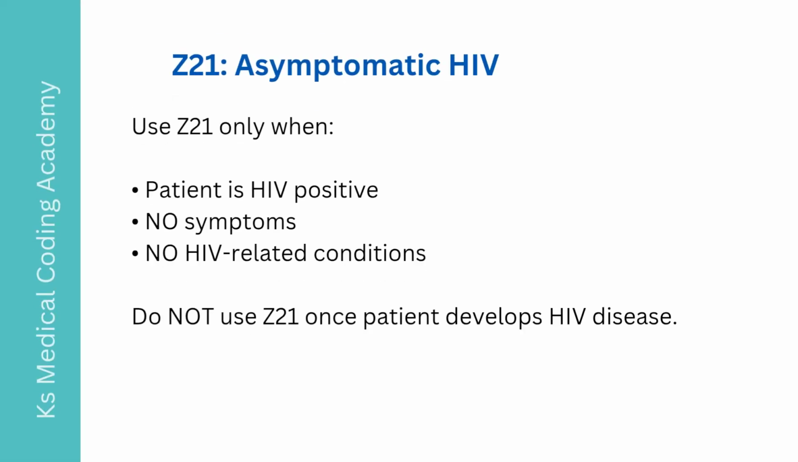Z21. Asymptomatic HIV. Z21 is used only when the patient is HIV positive but has no symptoms and no HIV-related conditions. Once the patient develops HIV disease, Z21 must never be used again.